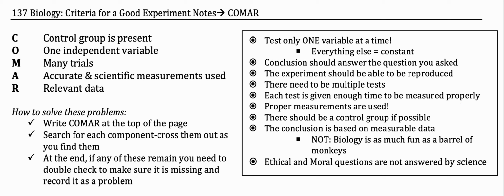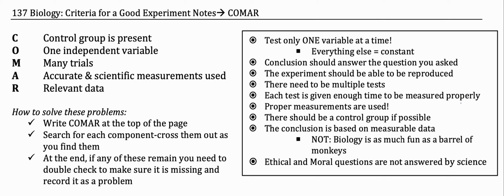Okay, so control group, step one, you need to have a group that does not have any variables added. But it should be a group of individuals or things that are similar to the other test subjects. Okay, one independent variable added. So O stands for one independent variable. So you don't want to have multiple variables. Like I said, everything else is constant, and you have one thing that you are testing, you are trying to figure out.